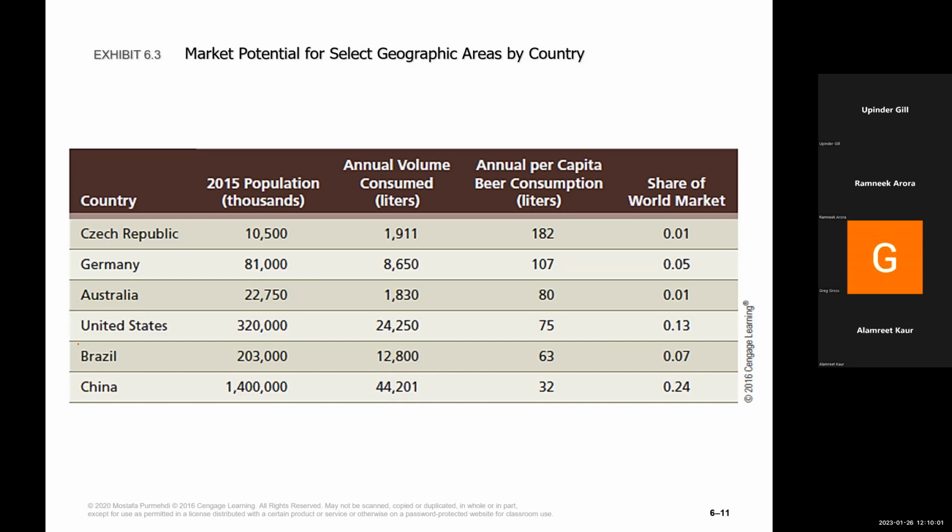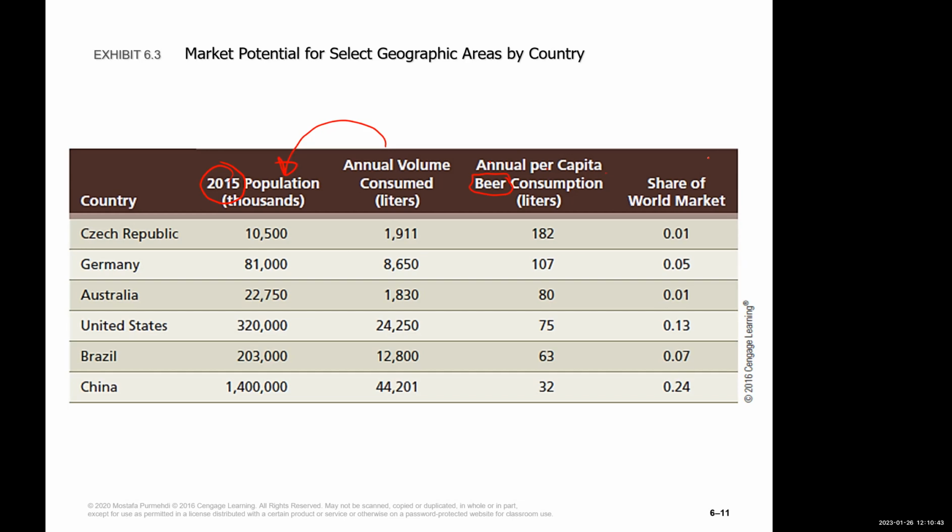Here is, for example, a sample of secondary data. This table is made available to us in a peer-reviewed research. We look at these countries, their population in 2015, and how much they consumed. I believe this is beer, right? Yes, how much they consumed, annual volume per capita, so it is annual volume divided by population. And here we have share of world market. So it gives us a glimpse into which country actually consumes the most beer in the world. You guessed it right, it is China. That's where all the beer goes.